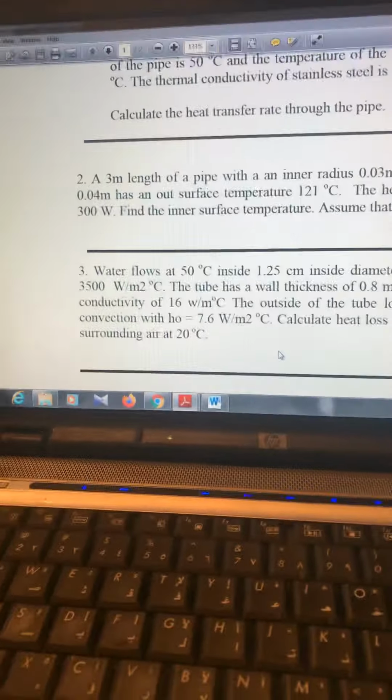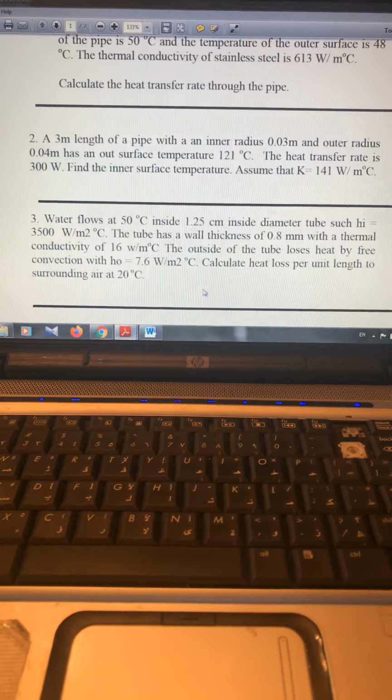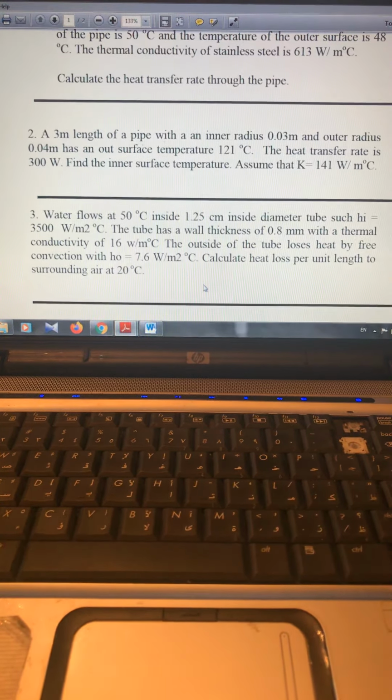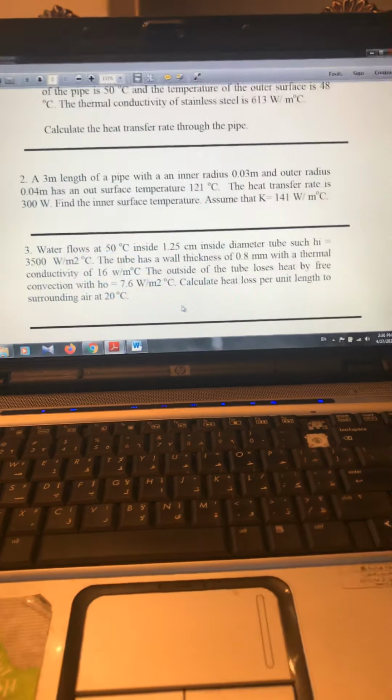Number 3 tells you that water flows at 50 degrees Celsius inside a 1.25 centimeter diameter. So here the first thing is that you have two tricks. It is given by diameter, so you have to get the radius, and the other thing is that it is in centimeters, so you have to convert it to meters. HI equals 3500. So here you have the inner diameter with convection HI, 3500.